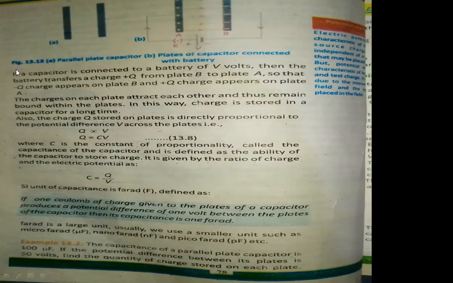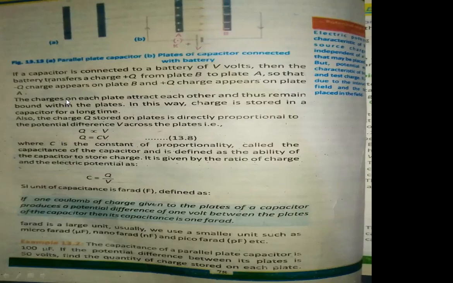This one is the capacitor, and we connected this capacitor with the battery, the positive with the positive plate of the capacitor, and the negative with the negative plate of the capacitor. There is a switch between these two. When we close the switch, the current will start flowing from the higher potential to the lower potential.